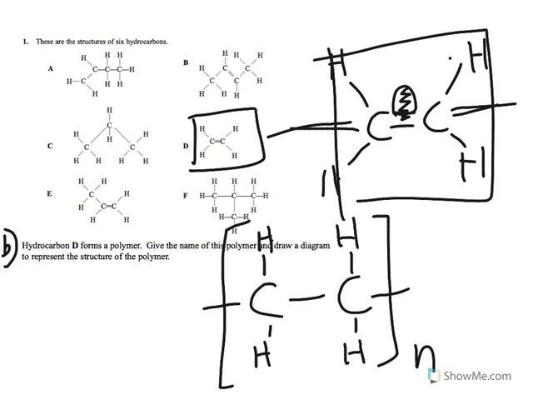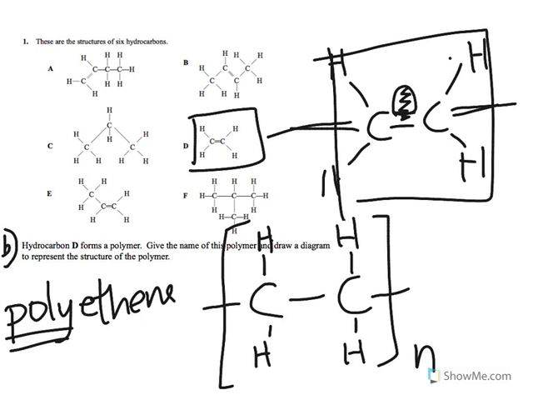And that's the structure. And the name of this polymer is actually, whenever you name a polymer, you just say poly, and you just say the name, polyethene. Because poly suggests that there are many, and ethene was the molecule you started off with initially. So it's polyethene, and that's the structure.